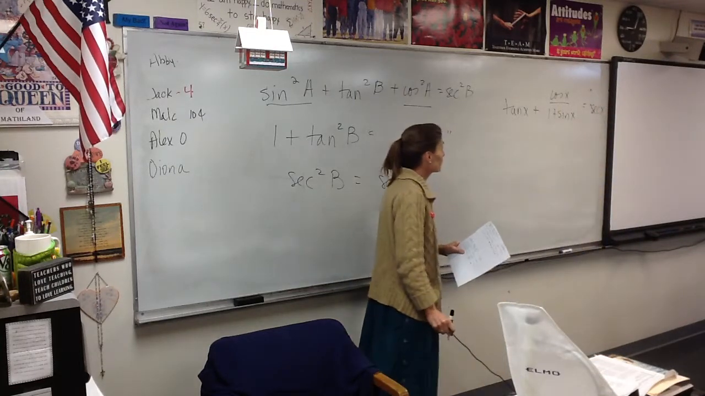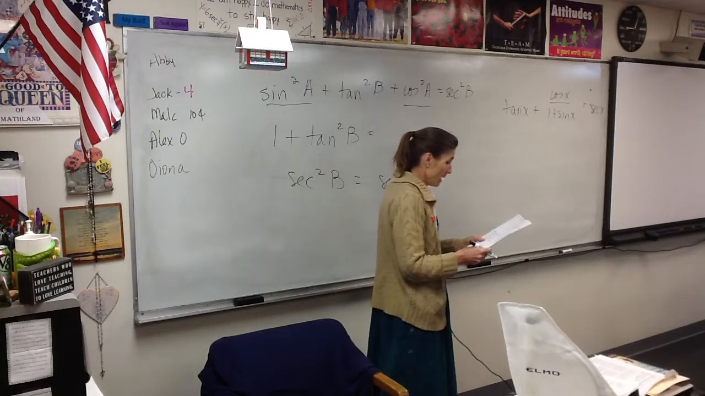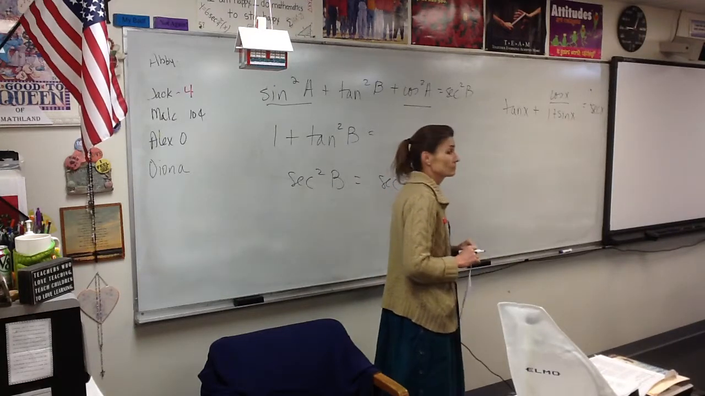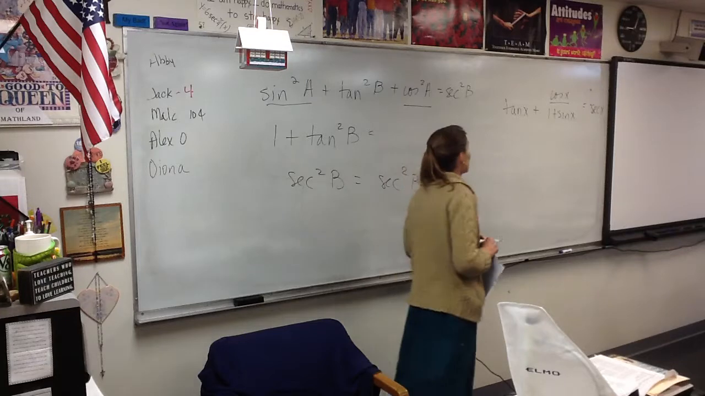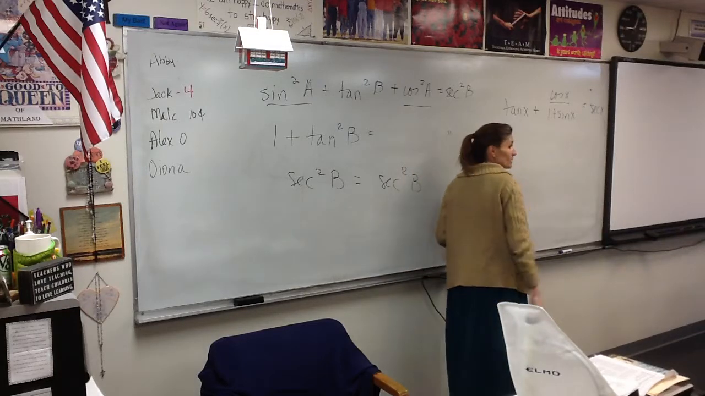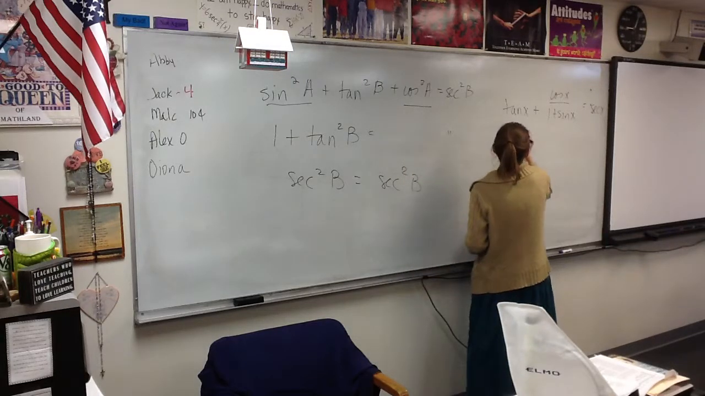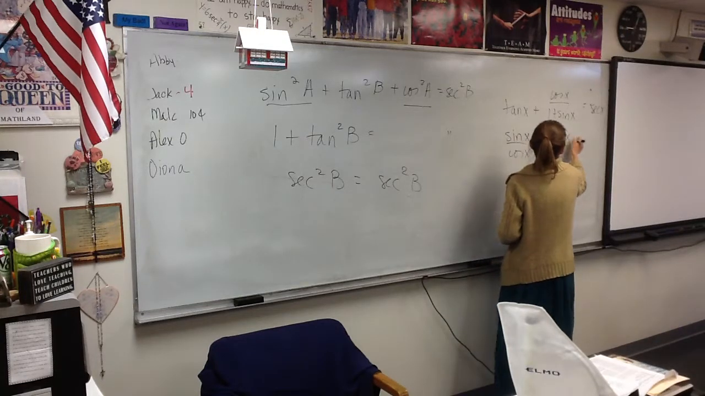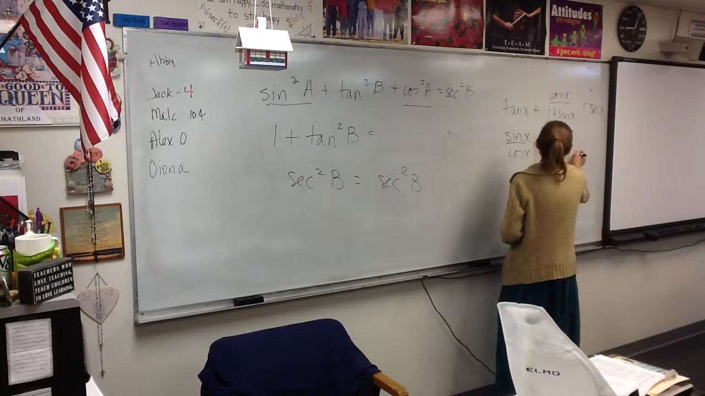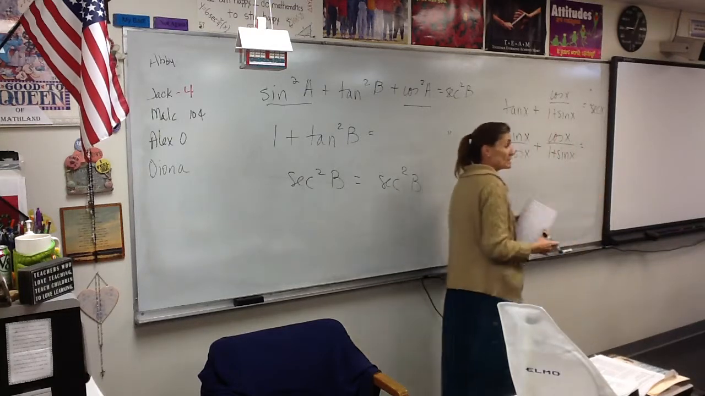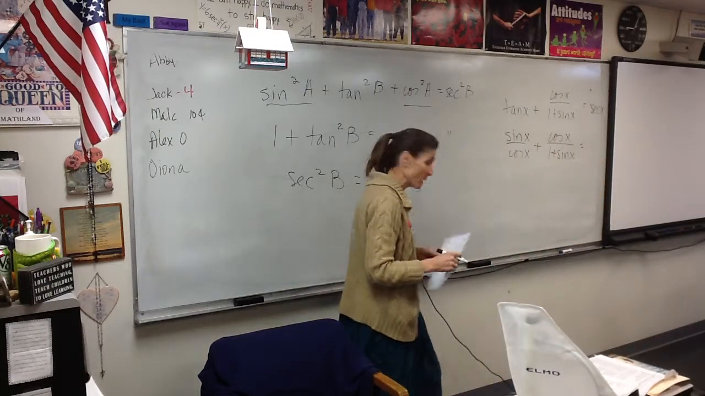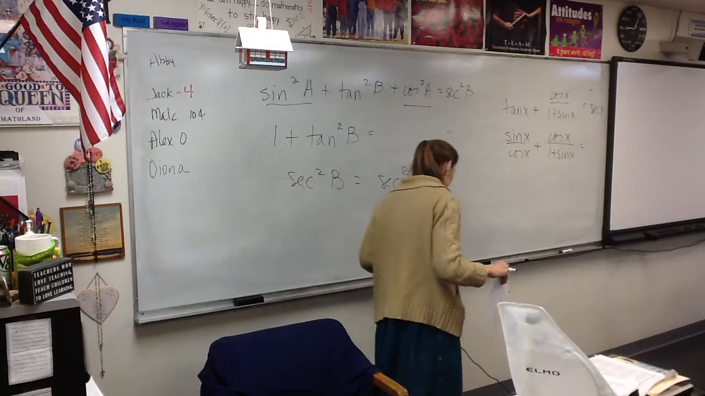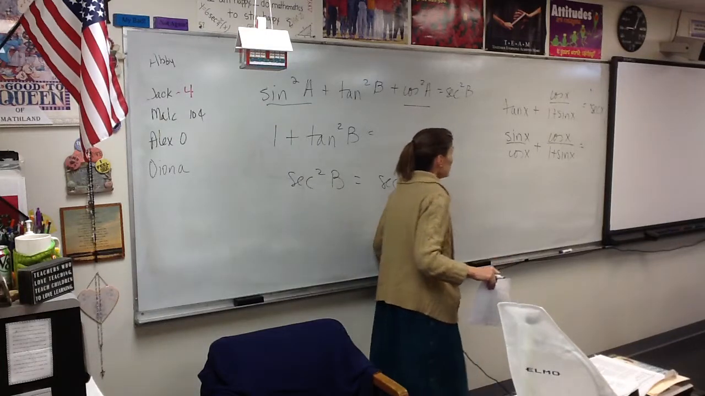Ooh, they got a tougher problem. How do you want to start? Maybe change this tangent into sine over cosine? Now, even if you wouldn't start that way, does that make sense to you? That would be a way to start, even if you chose not to. What about now?